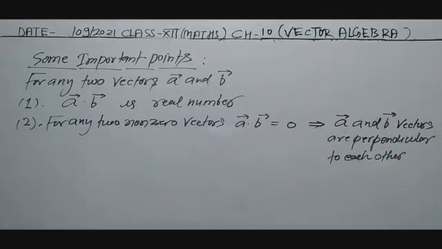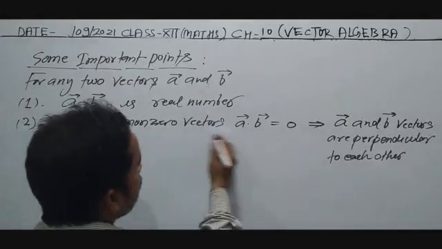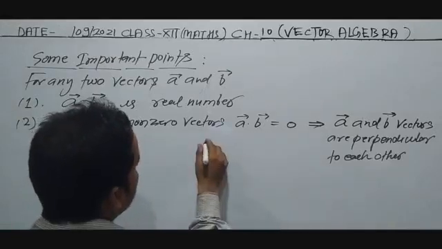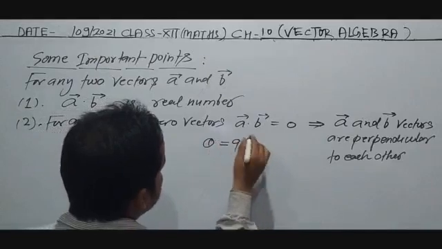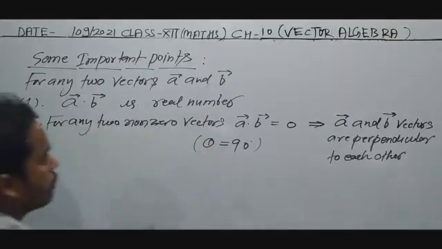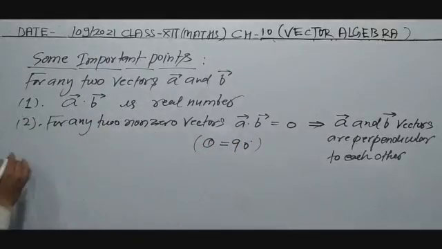Now come to the next point, and in this case, since A and B are perpendicular, theta will be equal to 90 degrees. Always note that. Third point. What is the third point?